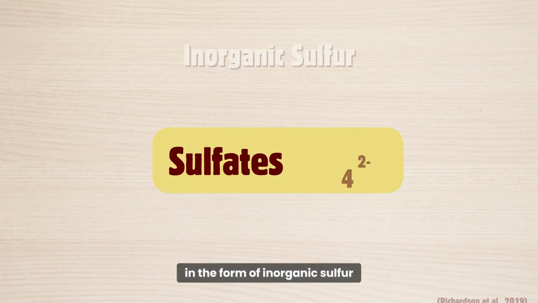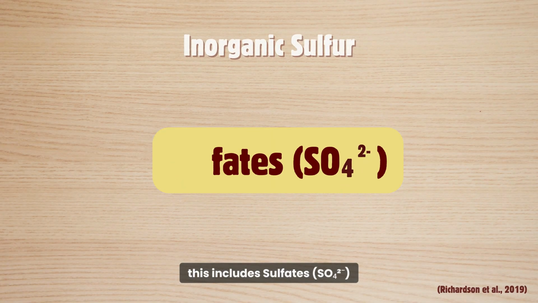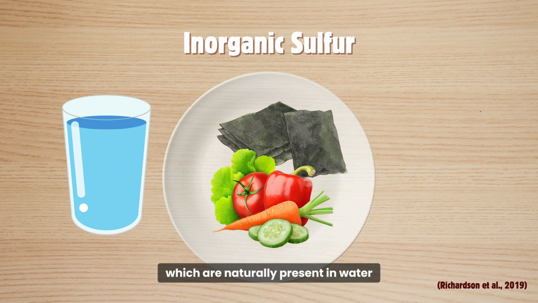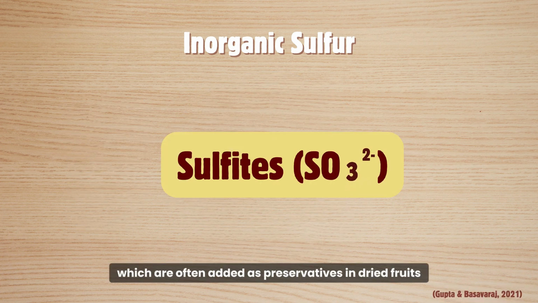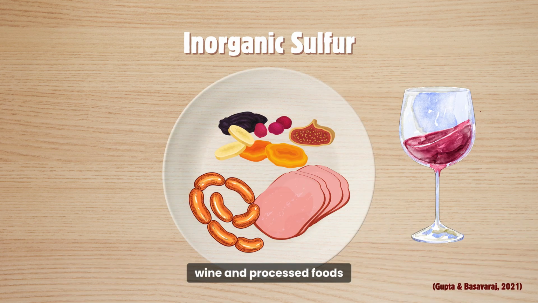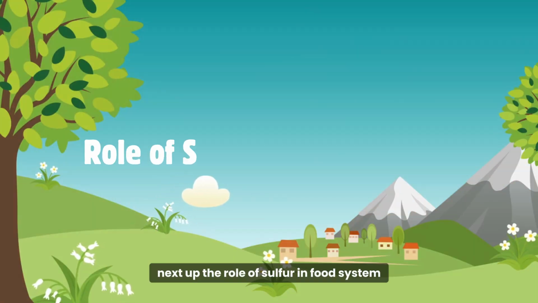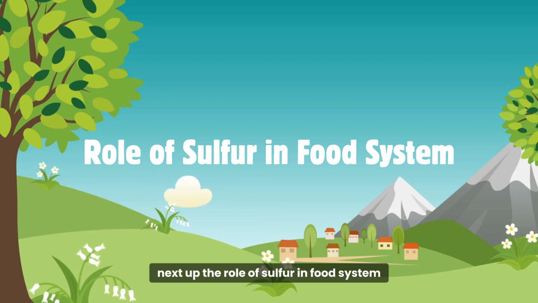Lastly, in the form of inorganic sulfur. This includes sulfates, which are naturally present in water, seaweed, and some vegetables. Also sulfites, which are often added as preservatives in dried fruits, wine, and processed foods. Next up, the role of sulfur in the food system.